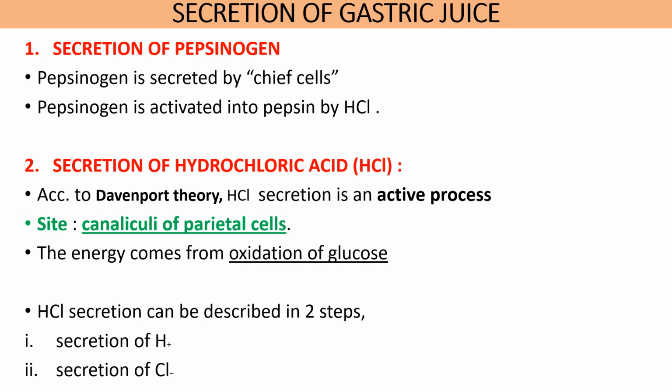Now come to the important part, that is secretion of HCl or hydrochloric acid. Various theories explain the origin of the H plus ion of HCl, but the widely accepted theory of the mechanism of hydrochloric acid secretion is the Davenport theory. It is an active process and can be understood better under two headings. The first is secretion of hydrogen ion, and the second is the secretion of chloride ion.